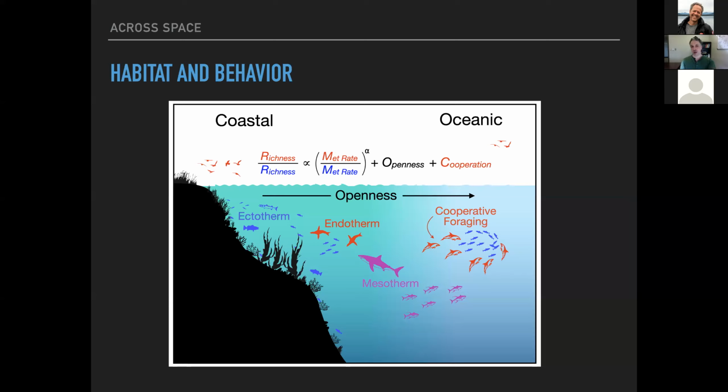So my general argument is that this relative richness is linked to relative metabolic rate, but it's also going to be a function of openness and cooperation. And by openness, what I mean is how structurally complex the habitat is. As you go to the coastal areas there's more benthic habitat, and things get more complex. In addition, visibility often goes down because there's more phytoplankton. And so the high visibility open waters of the open ocean systems are shifting more towards being ectothermic or slower.